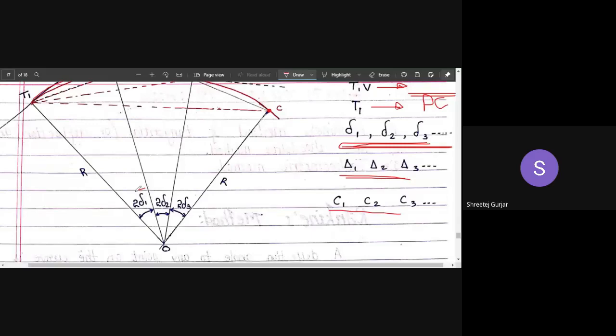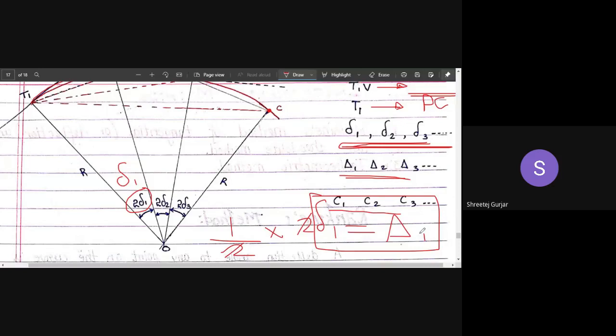Why have we taken 2 delta instead of delta? Because we know the property that it is half into 2 delta 1, so this is equal to delta 1. We know this principle which we will be using. If we use 2 delta, we can easily cancel out this 2 and note that capital delta 1 is equal to small delta 1. Deflection angle is equal to tangential angle, so we can easily calculate it. If you take only delta, it will become delta 1 by 2 equal to delta 1, so it will be difficult to calculate. So we assume that this angle is 2 delta 1.